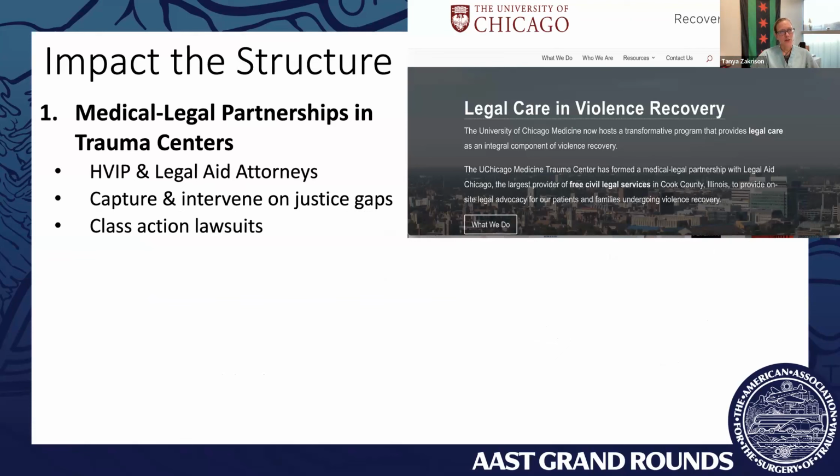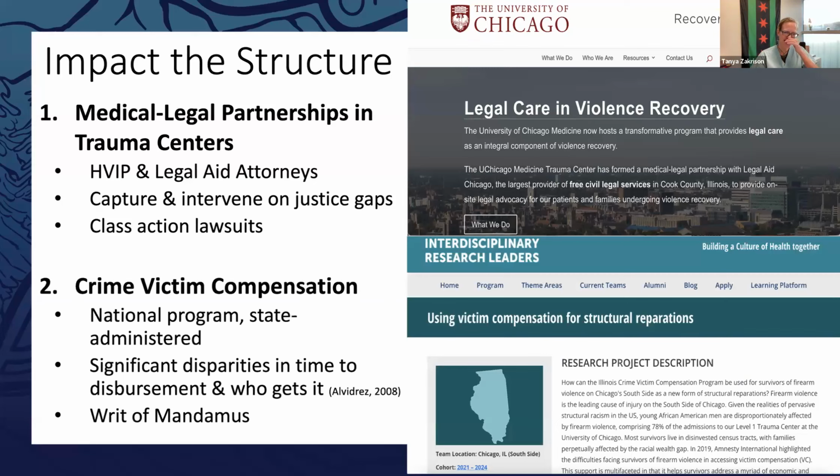I personally have really enjoyed working with attorneys and legal aid attorneys, and we're about a year into our recovery legal care medical legal partnership at our trauma center, where we have legal aid attorneys going to the bedsides of our patients who have been shot. And we're looking at the justice gap. Same thing with crime victim compensation. We're saying, where is the government failing in supporting our patients, certainly after injury, but in a way so that we can support our families to prevent the injury from happening in the first place. So we are considering legal action once we identify these justice gaps.